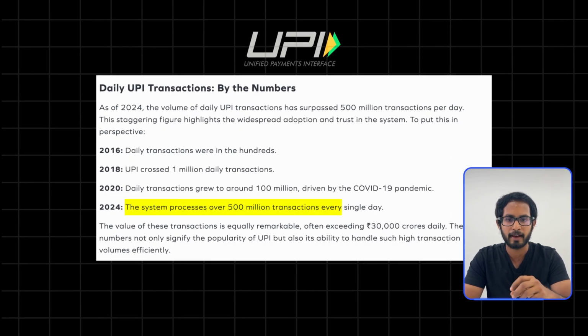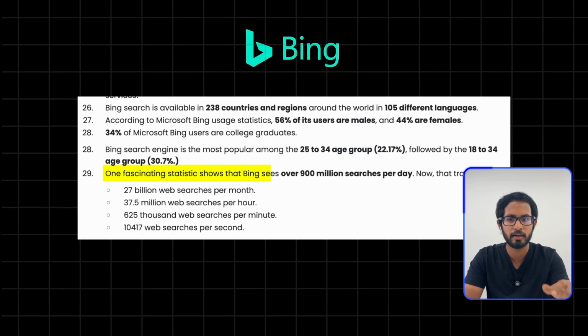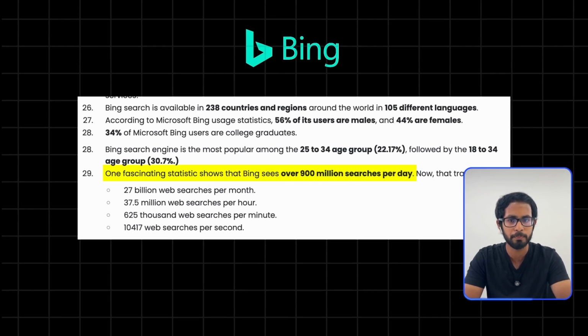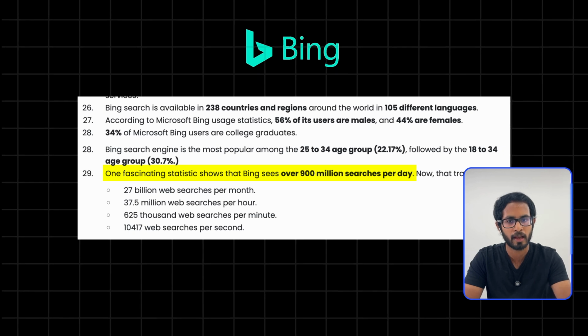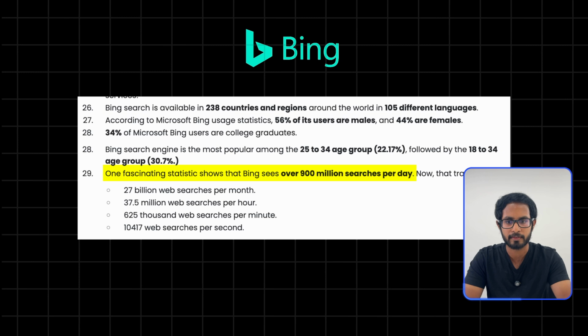UPI processes a staggering 500 million transactions daily. For comparison, Bing, being the second largest search engine in terms of search volume, handles approximately 900 million daily search queries globally. For every 2 Bing searches, there happens a UPI transaction.